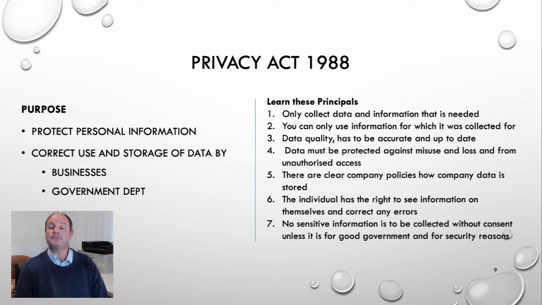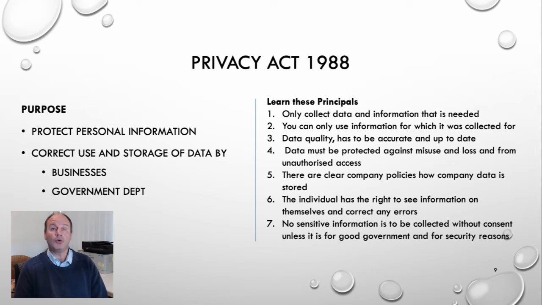The law that governs privacy in Australia is the Privacy Act of 1988. It has 11 privacy principles and is designed to protect people's personal information by ensuring that businesses, government departments and others know how to use and store personal information. A list of some of these principles are on this slide. You do not need to know all 11 principles, but you should learn the ones on this slide and in your database booklet.